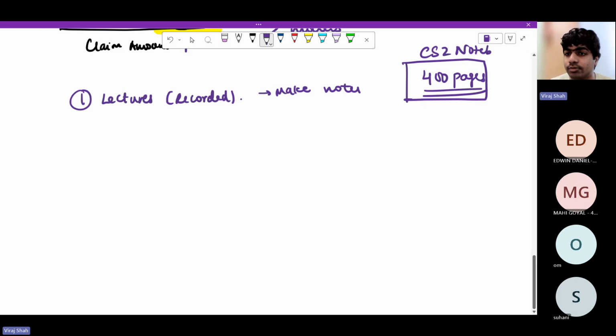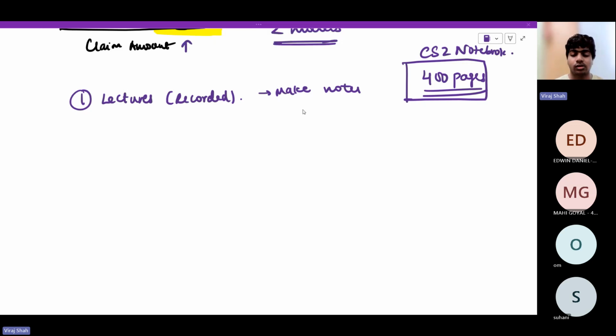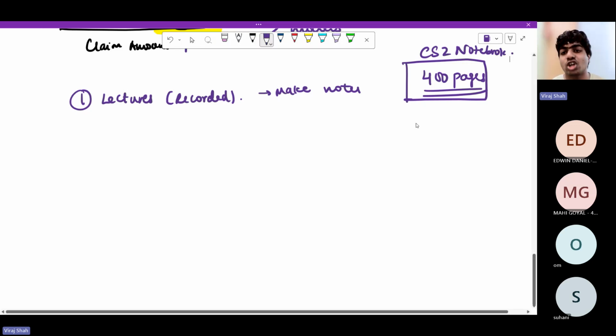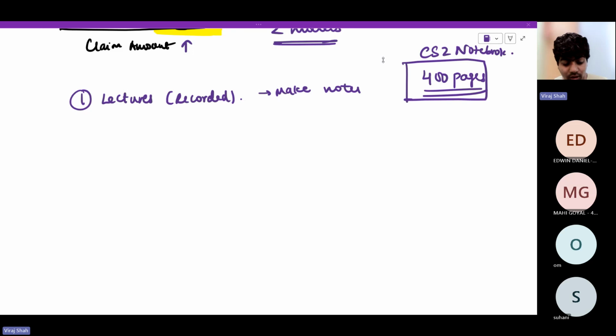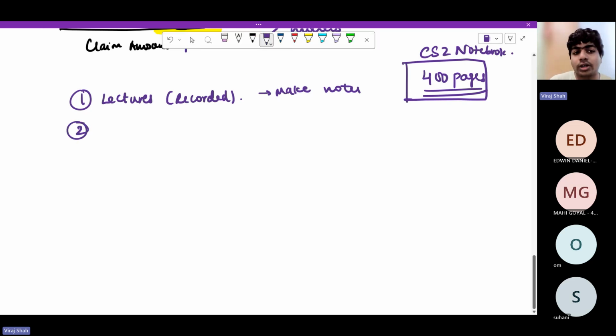So you are going to maintain a 400 pages notebook for your CS2, and this notebook is going to be your Bible for the next 3 to 4 months. Before your exam, you're just going to revise this notebook and go for your exam. That's it. This notebook is very important. You're going to make your notes here, whatever we are writing in the lecture. This notebook is your Bible. One word: it is your Bible. After watching the recorded lectures, you're going to read the textbook.